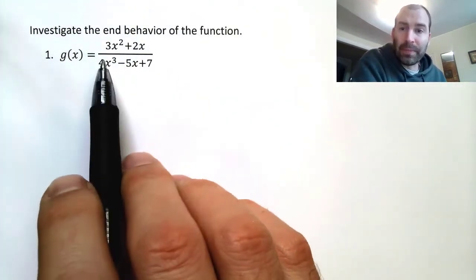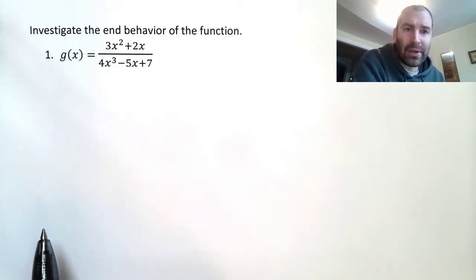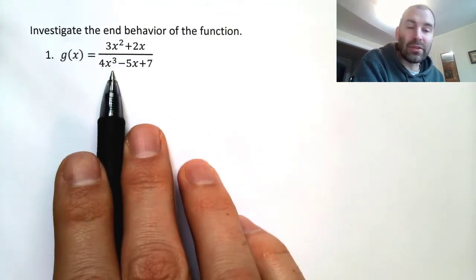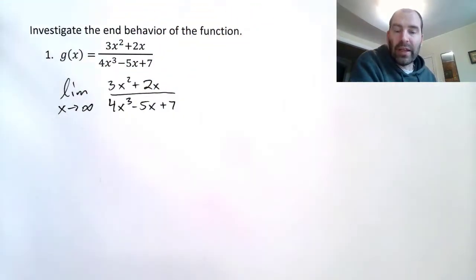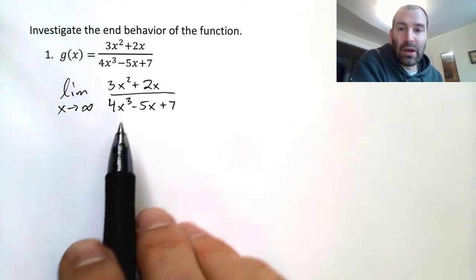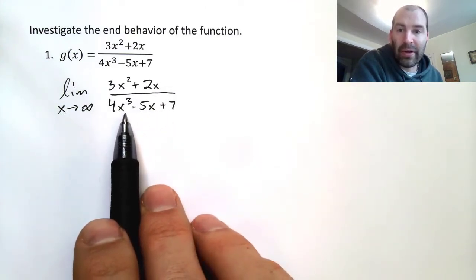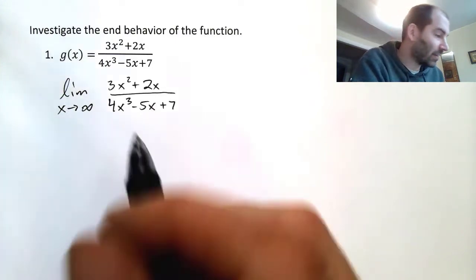Okay, so in this function, let's go ahead and find the end behavior. We'll start by finding the limit as x goes to positive infinity of this function. As we did in the last video, we'll divide through by the highest power of x. In this case, the highest power of x is x cubed. So I'm going to divide through everything by x cubed.